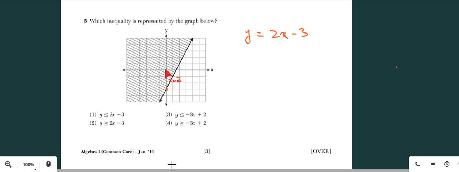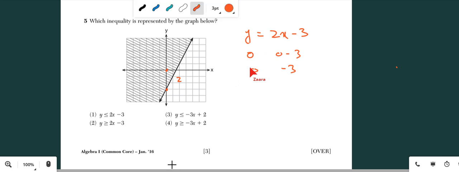Now take the test point. I explained that to you already. There is only one condition for the test point, that it should not lie on this line. So I'm taking 0, 0. If I take 0 as my test point, it will become 0 minus 3, which is minus 3. There is no need to add this equal sign here.